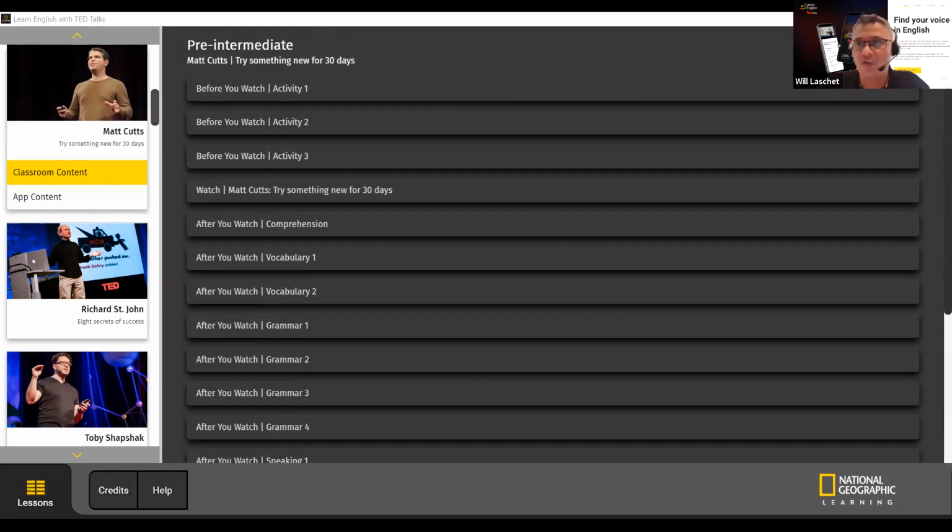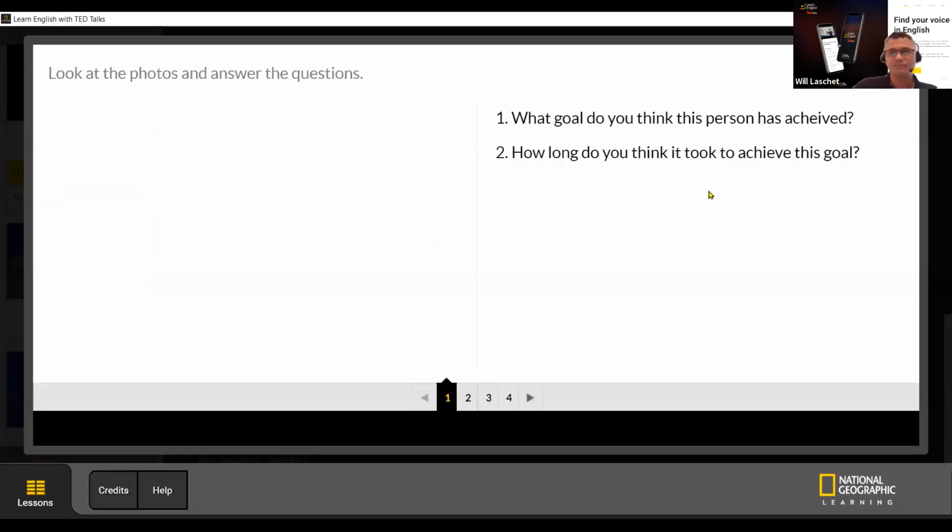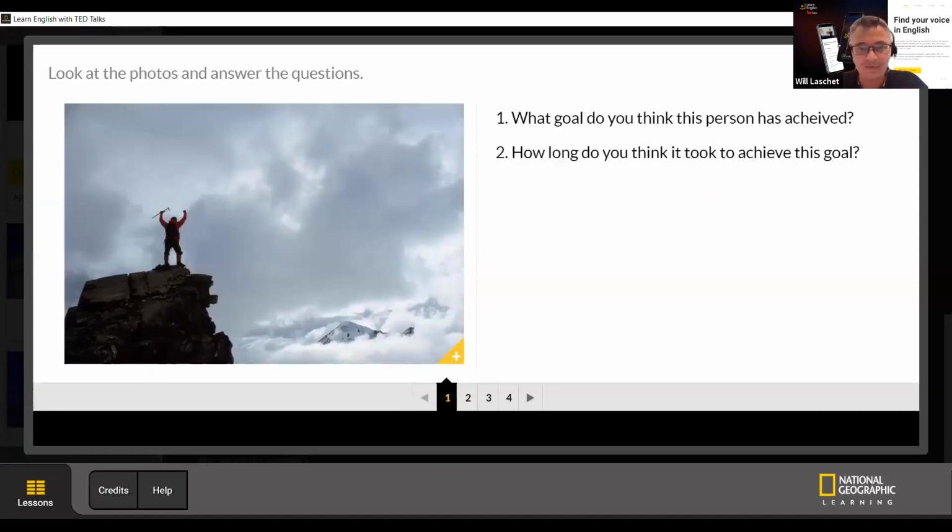So we're going to do a couple of these. Let's start off by having a look at the before you watch activity 1. What we've got in here are some pictures and some questions. The questions are: what goal do you think this person has achieved, and how long do you think it took to achieve this goal? So we've got a picture. Can you tell me in the chat box, what can you see in the picture here?